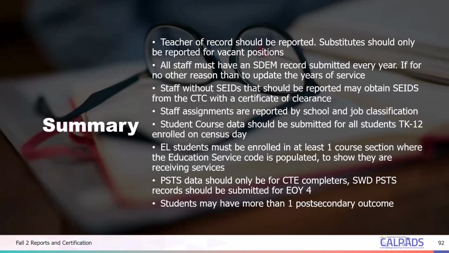Student course data should be submitted for all students TK through 12 enrolled on Census Day. EL students must be enrolled in at least one course section where the Education Service Code is populated to show they are receiving services. PSTS data should only be for CTE completers. Students with disability PSTS records should be submitted for end of year 4. Students may have more than one post-secondary outcome.